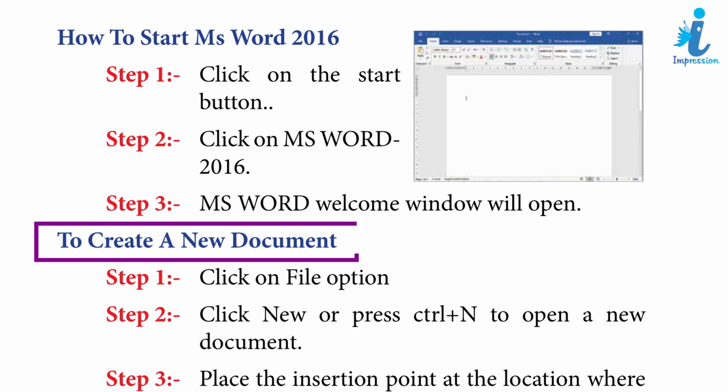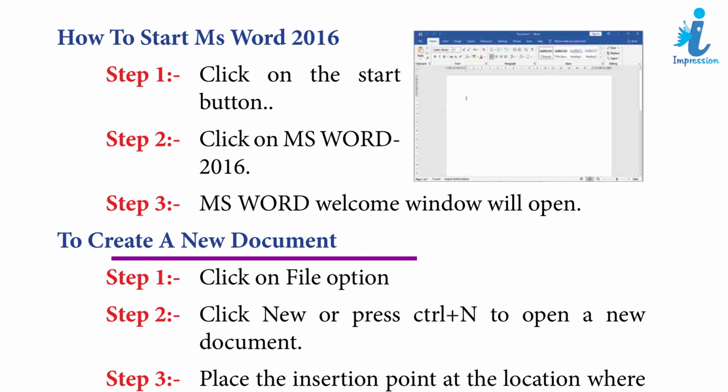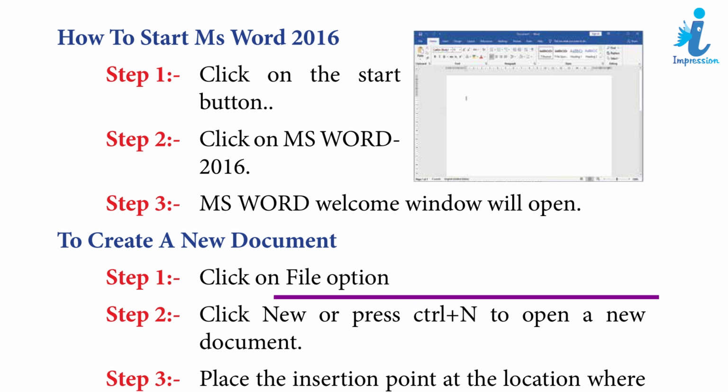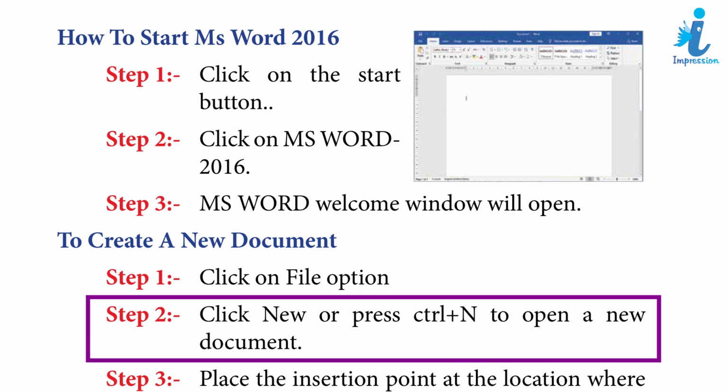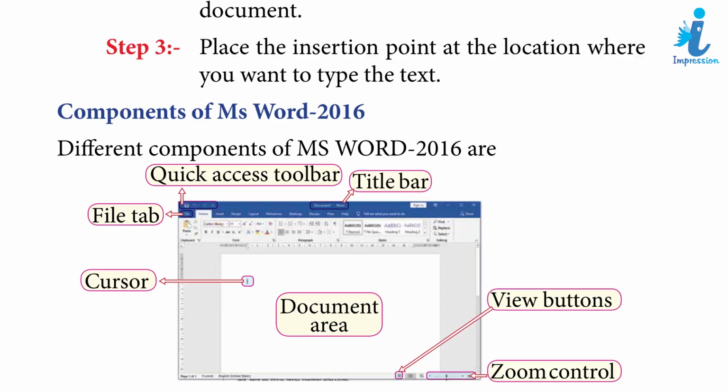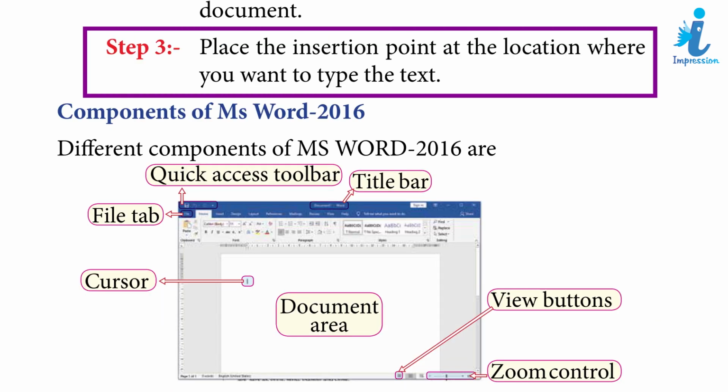To create a new document. Step 1. Click on File option. Step 2. Click New or press Ctrl N to open a new document. Step 3. Place the insertion point at the location where you want to type the text.